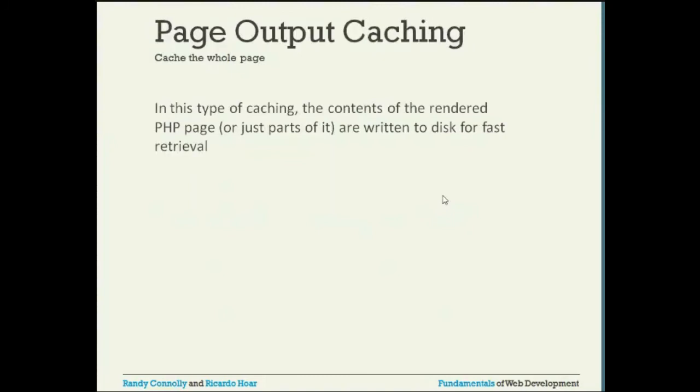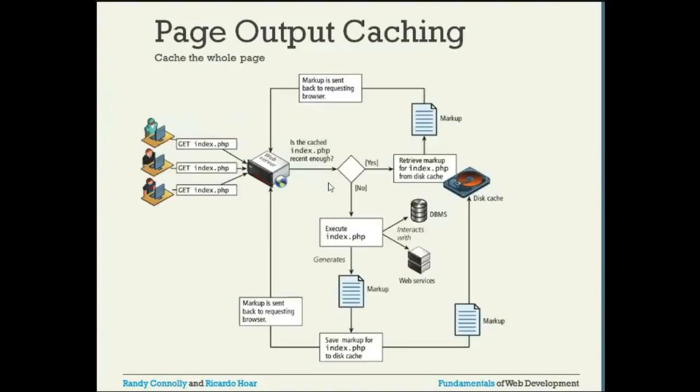In this type of caching, the contents of the rendered PHP page or just part of it are written to disk for fast retrieval. So if we are using this type of caching, whenever the markup is created, that markup page will also be stored on a disk so that it can be retrieved very quickly when there is a subsequent request. So this is the page output caching.